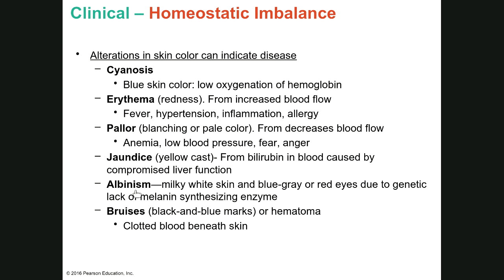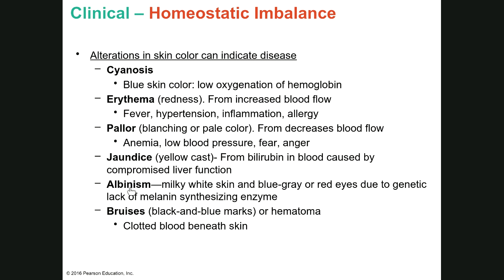Albinism. So albinism is going to be a milky white color to the skin. They may have different colored eyes, especially like a reddish eye. And this is a genetic thing. All right, so albinism is not a symptom of a disease. It is not a symptom of any condition.